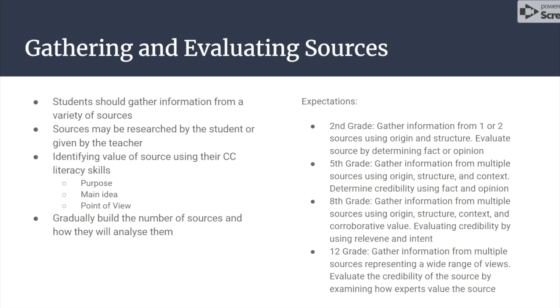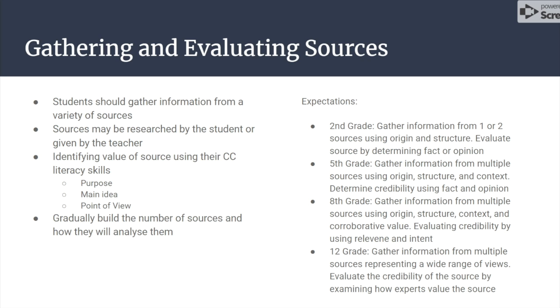In eighth grade, students should gather information from multiple sources using origin, structure, context, and corroborative value. So now taking multiple sources and building them together. And they should evaluate the credibility of the piece by looking at its relevance and intent. And finally, by 12th grade, when they're graduating, students should gather information from multiple sources representing a wide range of views, and they should evaluate the credibility of the source by examining how experts value the source. Now let me pass it over to Tommy, who will go on to the next part.